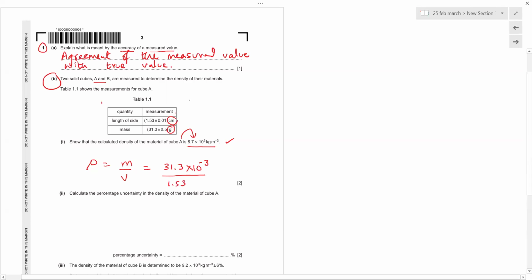1.53. Since it represents a cube, the volume is length times breadth times height. So all three lengths would be the same, but in centimeters here, so we have to convert it into meters. So this should be exponent minus 2 and whole cubed. Once you solve this, you are going to get 8.7 × 10^3 exact value kilograms per cubic meter.